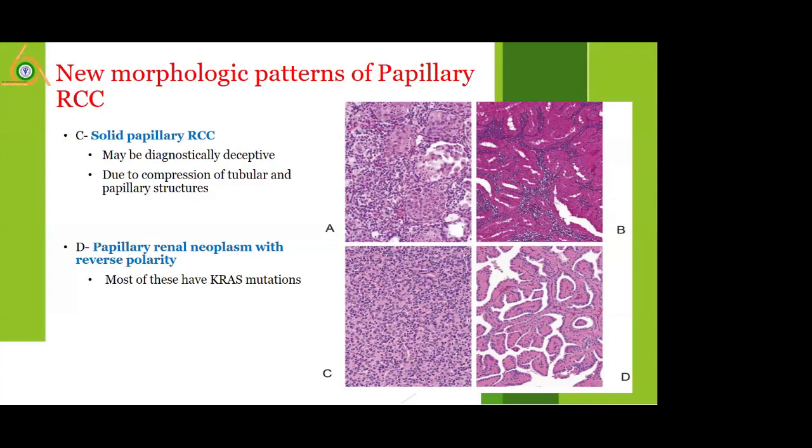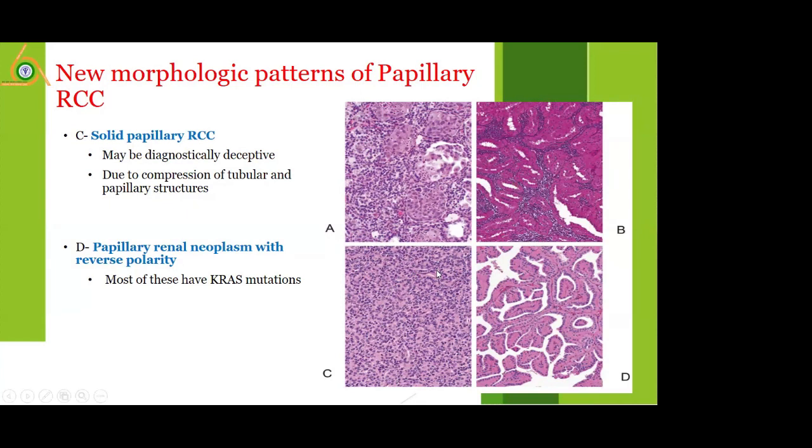And the next type, which is again very important, is papillary renal neoplasm with reverse polarity. It is essentially the type we initially used to call oncocytic papillary RCC. You will have papillae lined by oncocytic cytoplasm, and reverse polarity means the nuclei are lined away from the basement membrane, abluminal. So these are the four rare types that the new WHO describes.